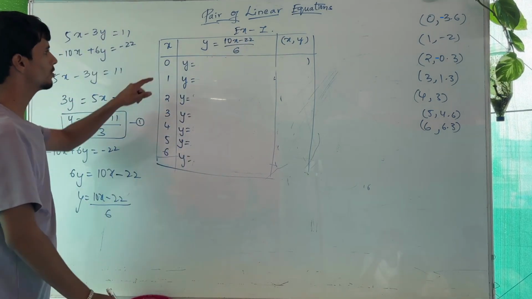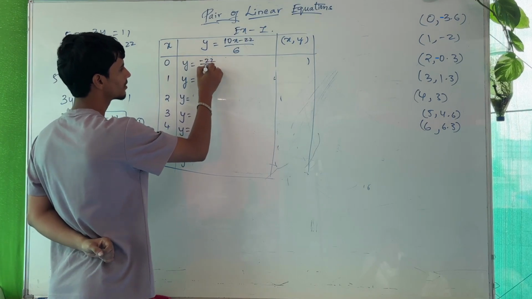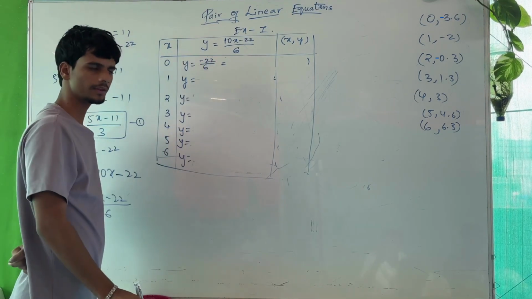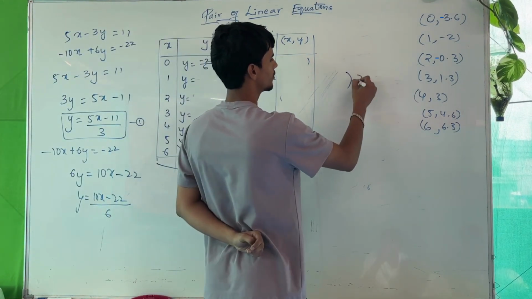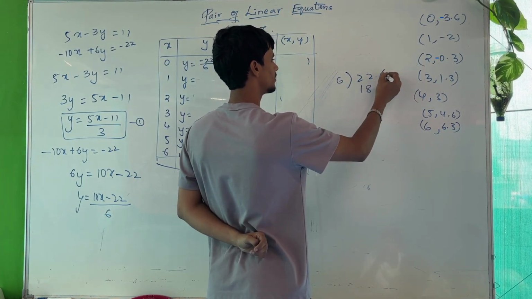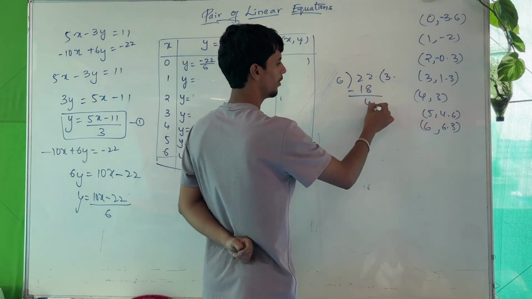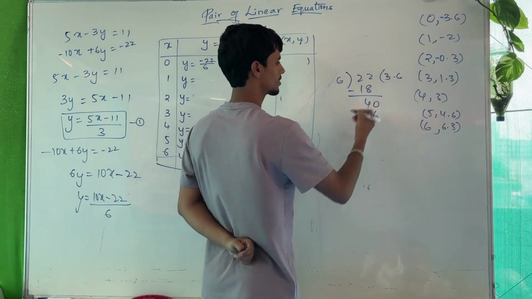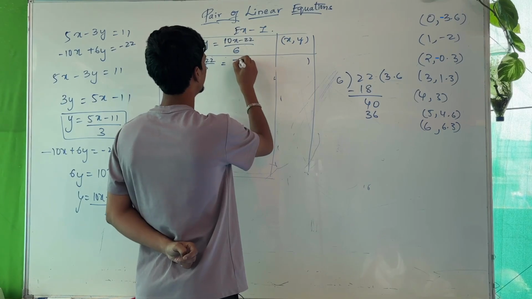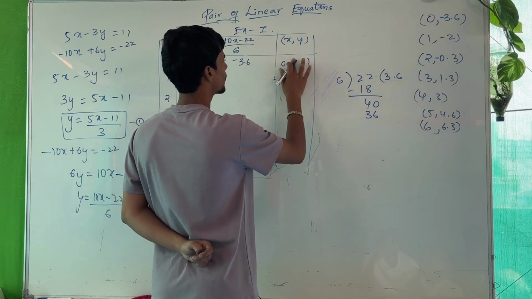Okay. Substitute 0 in place of x. So it will be minus 22 divided by 6. So divide 22 by 6. 6 3s are 18. 4 will be left over. Again placing the point and 6 times. So it is minus 3.6. That is 0 comma minus 3.6.